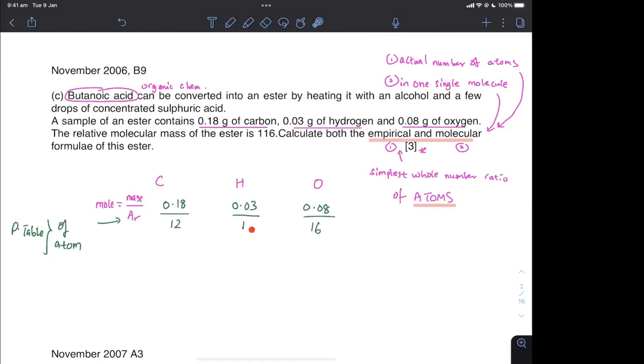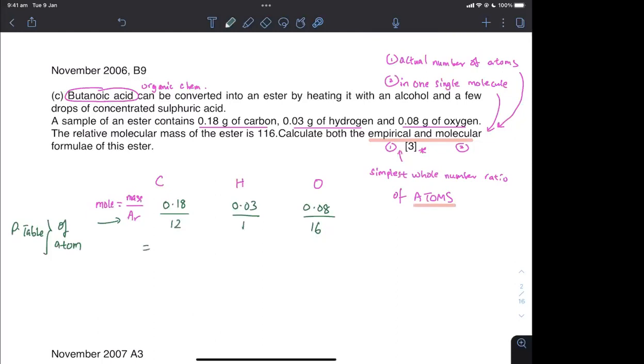Why did I not divide by 2? Why did I not divide by 32? Because I know my definition. The people who divide by 2 and the people who divide by 32 don't know the definition of empirical formula, because they think about the element instead of thinking about atoms. The definition says simplest whole number ratio of atoms. So then I press my calculator.